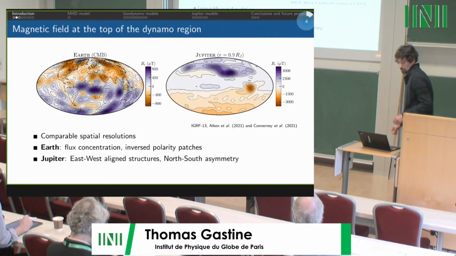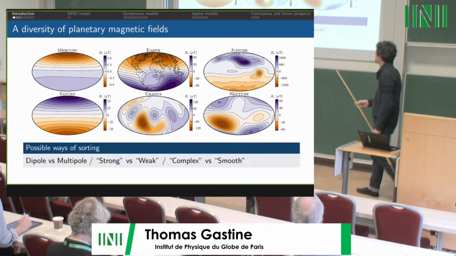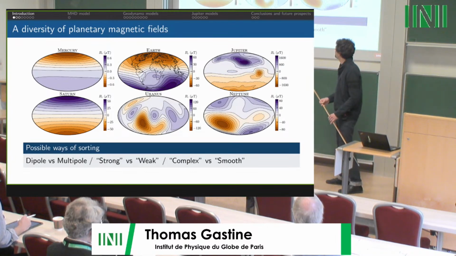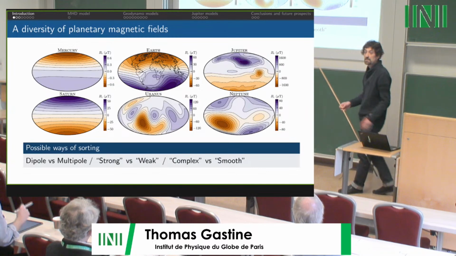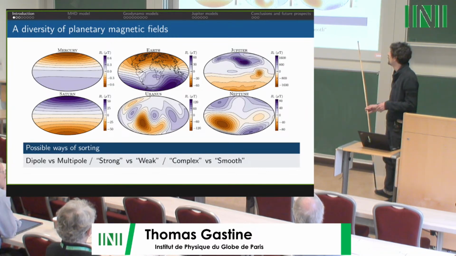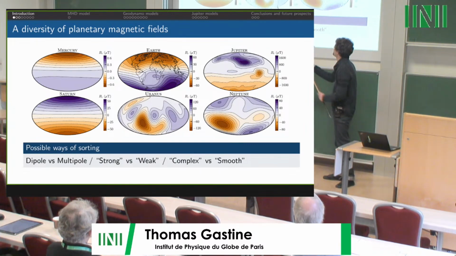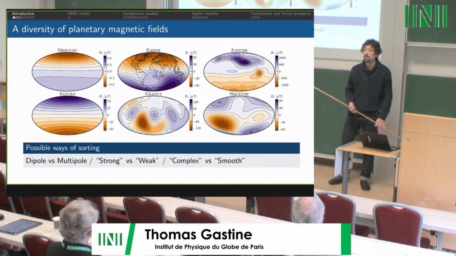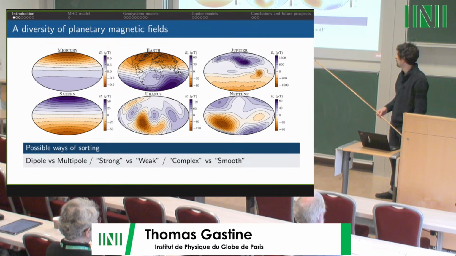And so to begin with, the figure you see here shows the maps of the radial component of the magnetic field for the 6 planets of our solar system, which have a magnetic field of internal origin. Those maps have been constructed by combining observatory and satellite data in the case of the Earth core. And then for the other planets, use either flybys or orbiters when they are available.